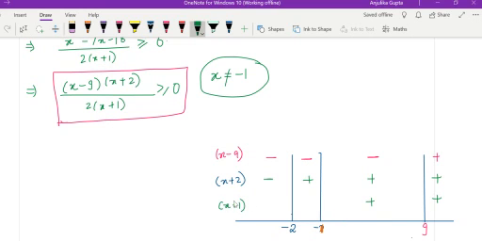Okay, what sign is it taking if you are to the right of -1, and what sign is it taking when you are to the left of -1? Okay, so you will be sure then this is what is happening. Now what do you want? You want the combined effect of the three, right? So what is the combined effect?